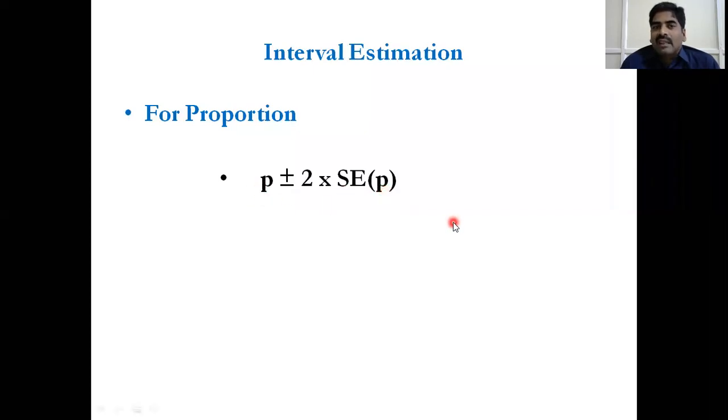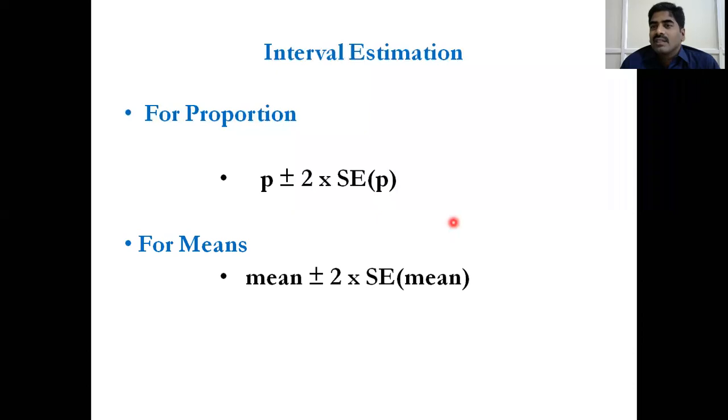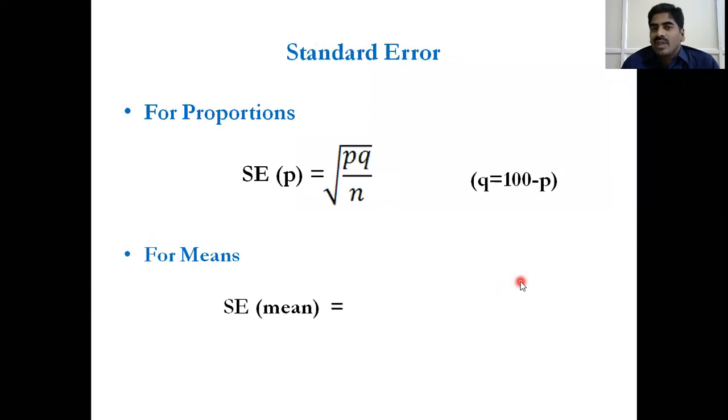Next, in case of quantitative data, this is the formula for interval estimation: mean plus or minus 2 times the standard error of mean. In the previous slide, I showed you the formulas of standard error of P and standard error of mean. With an example, I will explain. So please note down these formulas: standard error of proportion and standard error of mean.